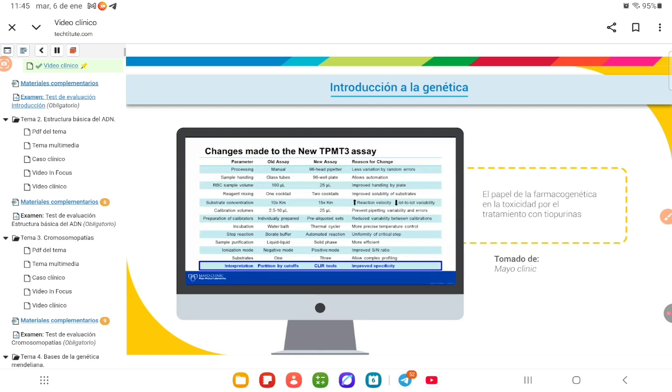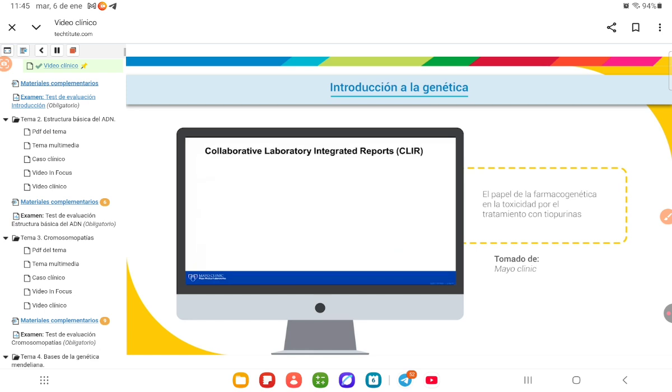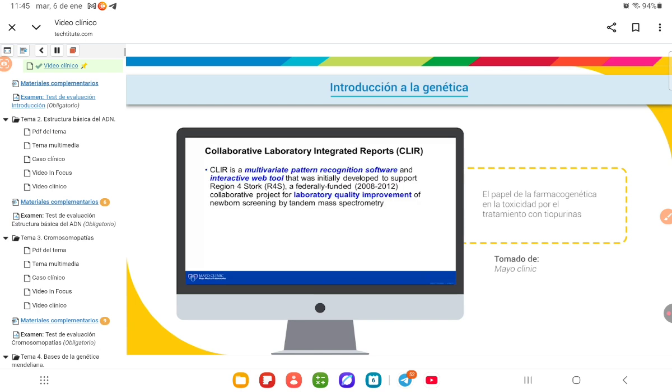This is where CLEAR tools become relevant to deliver enhanced clinical utility by improving specificity, by setting a goal of substantial reduction of unnecessary low normal results. CLEAR is an acronym for Collaborative Laboratory Integrated Reports, a multivariate pattern recognition software and interactive web tool that was initially developed to support Region 4 STORK, a federally funded collaborative project for laboratory quality improvement of newborn screening by tandem mass spectrometry.